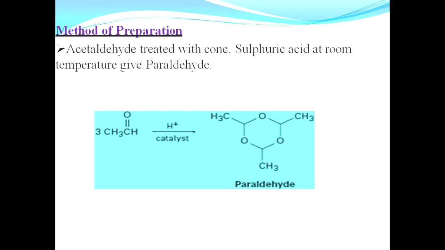Now, preparation of paraformaldehyde. The acetaldehyde will undergo an acid catalyzed reaction with sulfuric acid at room temperature. It gives trimerization and paraformaldehyde by the dehydration of the product.